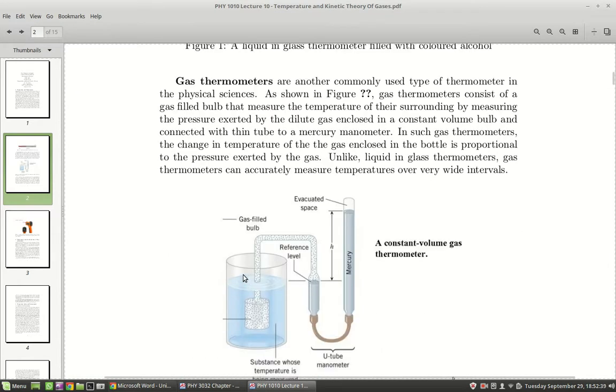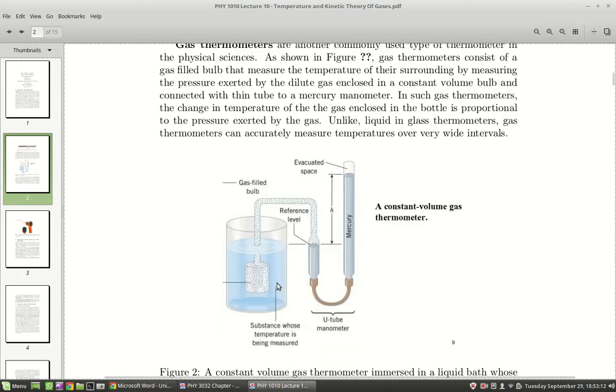There is also another thermometer which is commonly used, and that is what is known as a gas thermometer. In this particular case, you have a gas which is filled in a tube, in a bulb, or in a bottle. Then that gas in a bulb is connected with flexible tubes, and those flexible tubes are connected to a U-shaped manometer which is filled with mercury.